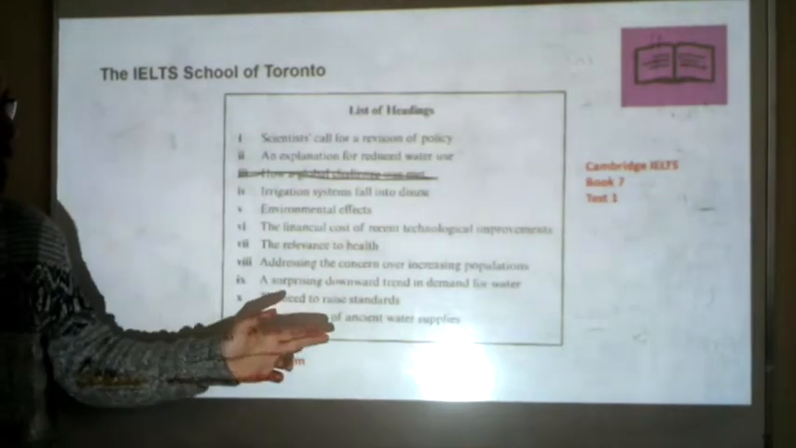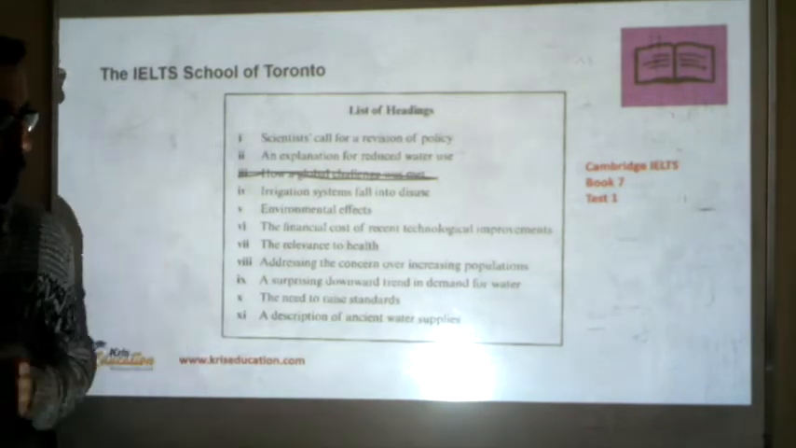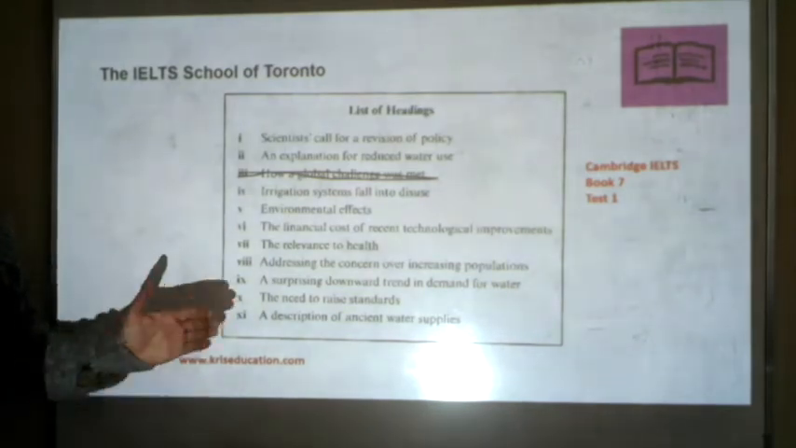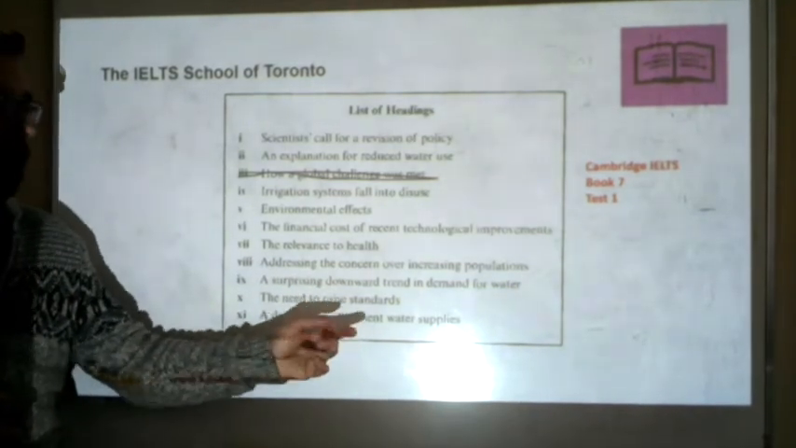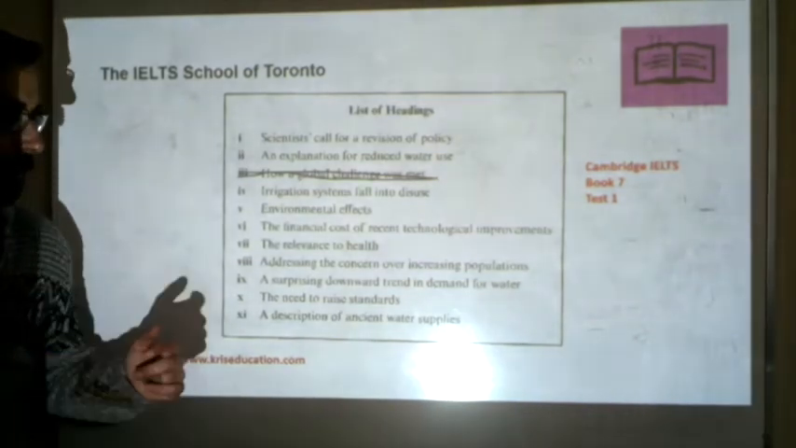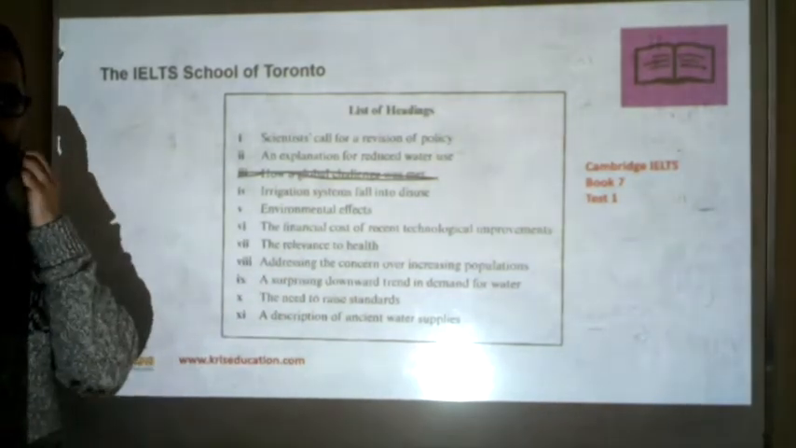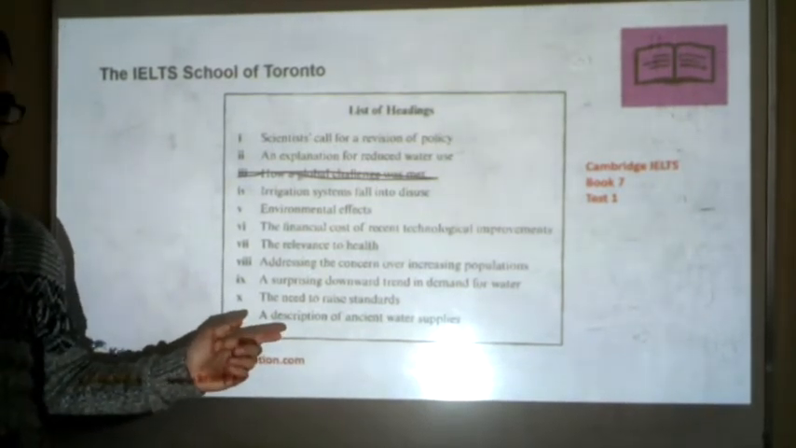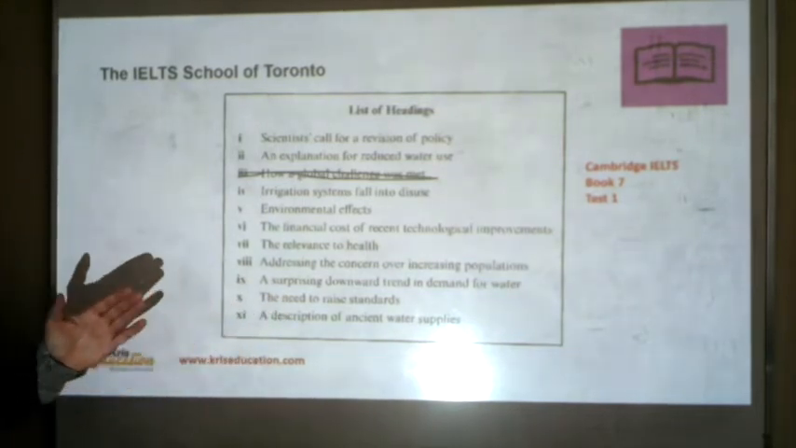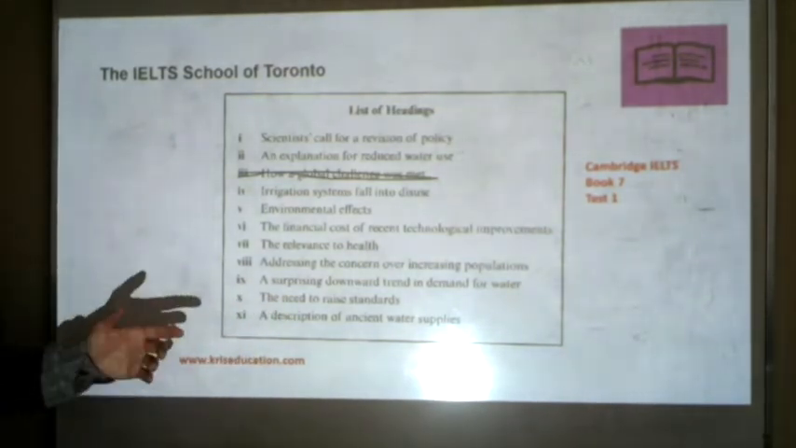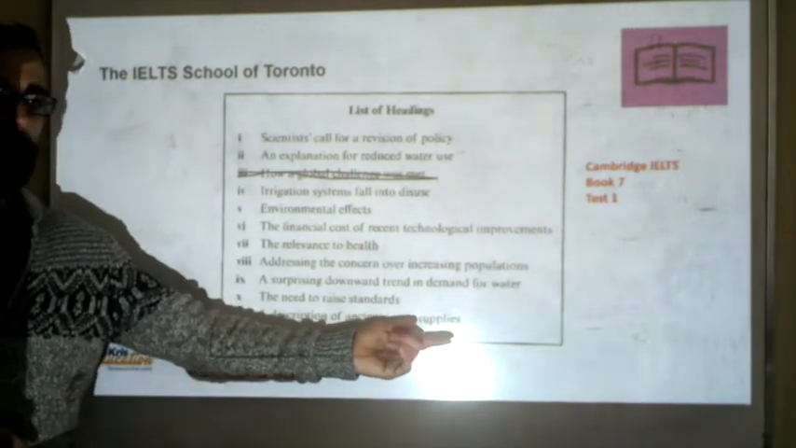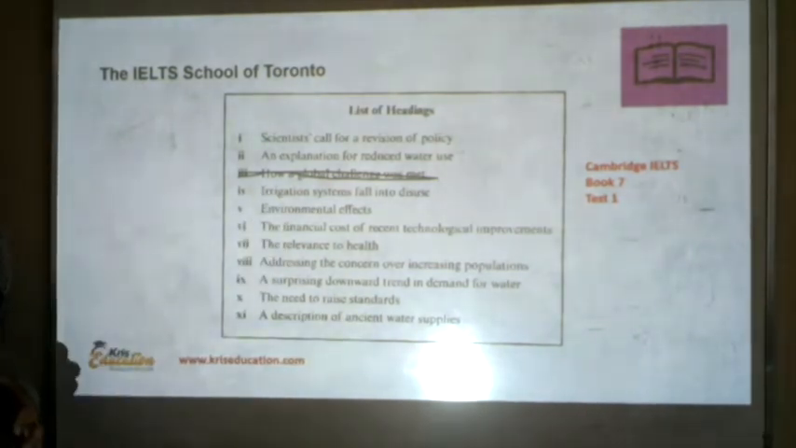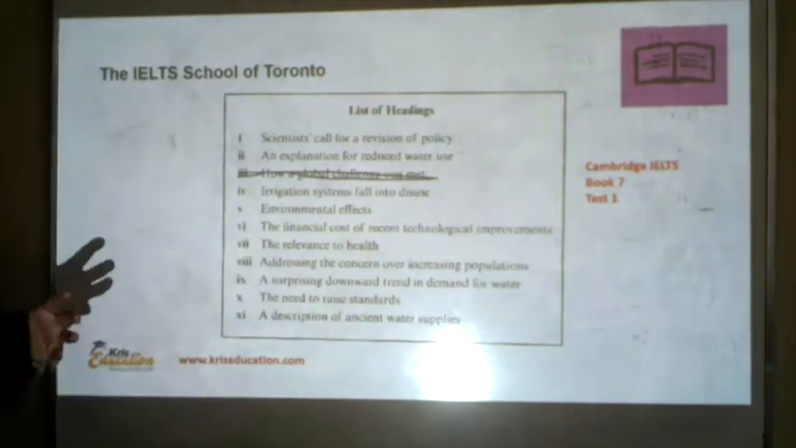A description of ancient water supplies. We've got water supplies, which is water resources, and ancient, which is history. So we've got very strong indications, and that's why most likely the answer for the first one is number 11. It is very, very important to look at the synonyms. We go for number 11 here because water supplies and water resources are synonyms, and ancient and history are pretty much words that belong to the same group.